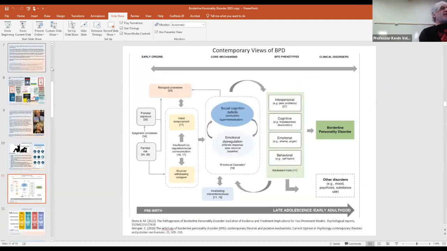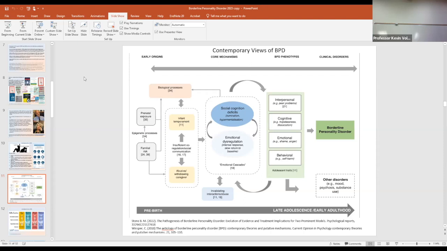So here's a nice diagram of contemporary views of borderline personality disorder. If you're a BPD person or a psychodynamic person, you might subscribe to this sort of diagram here. Pre-birth all the way to late adolescence or early adulthood. And you can talk about early origins, core mechanisms, BPD phenotypes. Okay, what's a phenotype? Yeah. Basically the expression of a phenotype, so like traits that actually get expressed. Good. Perfect. And then clinical disorder here.